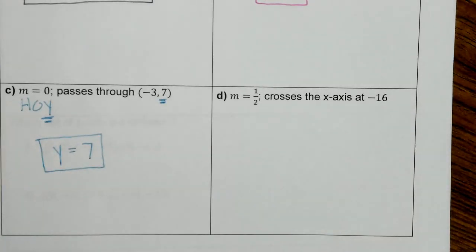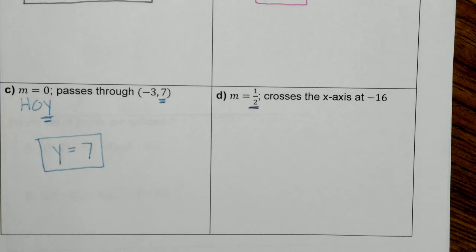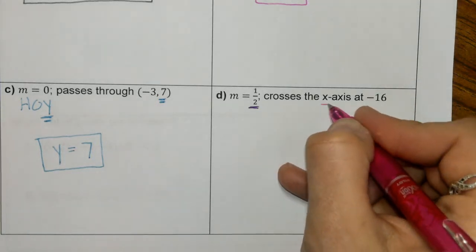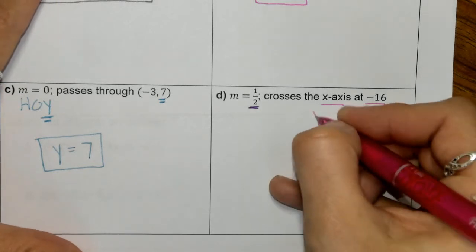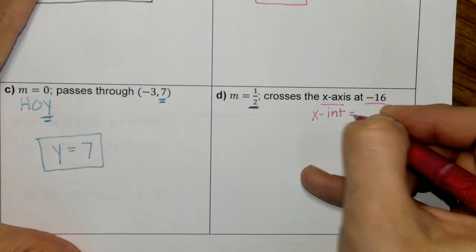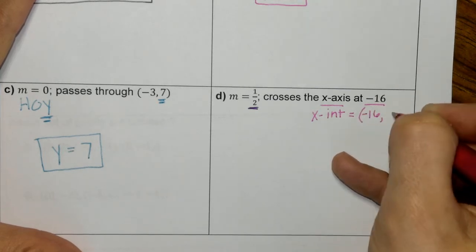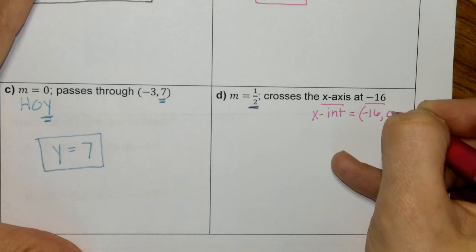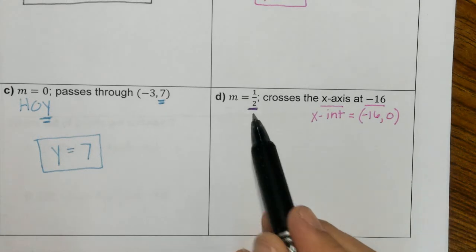Next, we're looking at our slope of 1/2. We're going to cross the x-axis at -16. That means our x-intercept, not our y-intercept, but our x-intercept, we're going to cross at -16 on the x. It's going to be on the x-axis, so it'll be 0 on the y. So now we can actually take this and do point slope form.